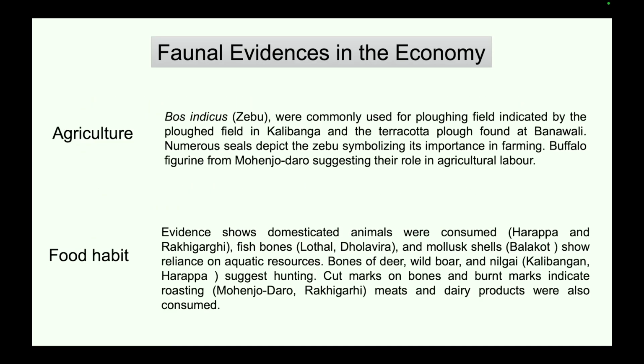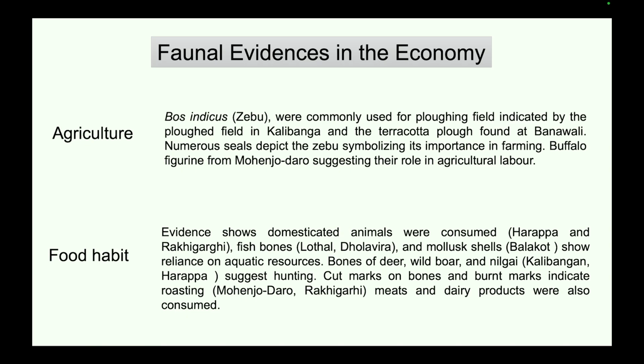Now, faunal evidences in the economy. In the field of agriculture, Bos indicus, zebu, were commonly used for plowing fields, indicated by the plough field in Kalibangan and the terracotta plough found at Banawali. Numerous seals depict the zebu, symbolizing its importance in farming. Buffalo figurine from Mohenjo-daro suggests their role in agricultural labor.